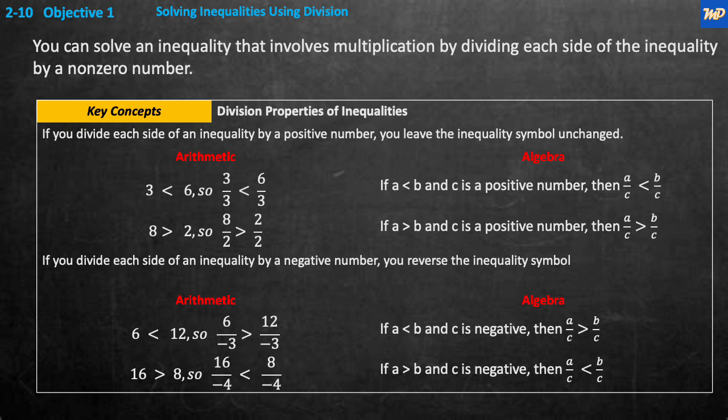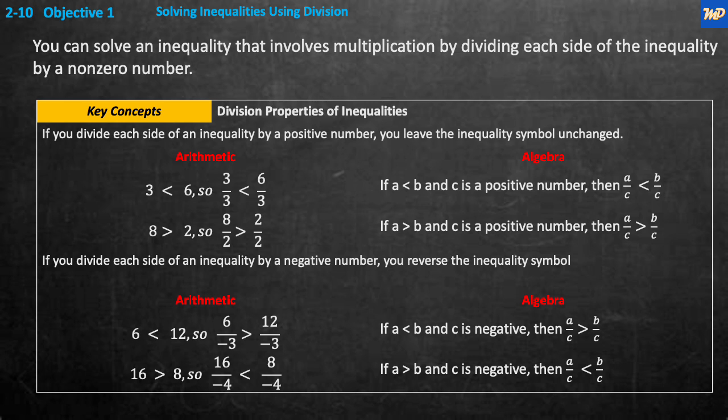So we're going to look at it from the algebra point of view. It says if A is less than B and C is a positive number, then A divided by C is less than B divided by C. And if A is greater than B and C is a positive number, then A divided by C is greater than B divided by C. So from an arithmetic view, we're going to say 3 is less than 6. So 3 divided by 3, which is 1, is less than 6 divided by 3, which is 2. And that's a true statement. 1 is less than 2.